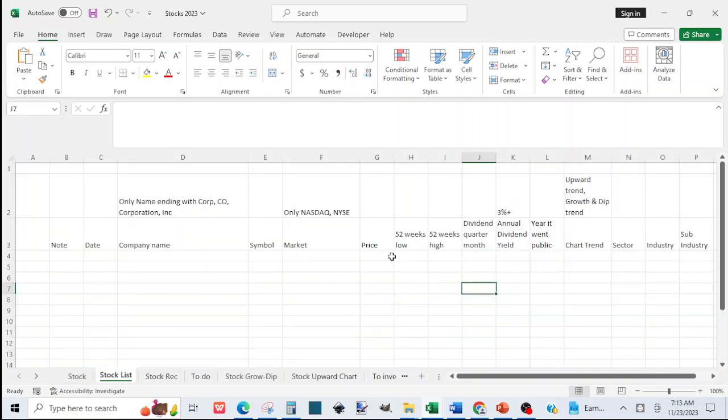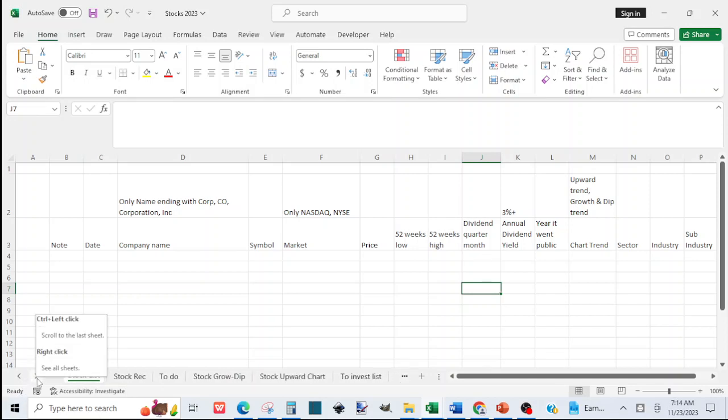And there is something I'd like to point out as well, we can talk about it when we get there, but the dividend quarter month just means which month of the quarter it is, like the first month or the second month or the third month of the quarter that they pay dividend. And that's what you want to put down. And it might be helpful later as well when you are trying to see which month you make the least amount of dividend income.